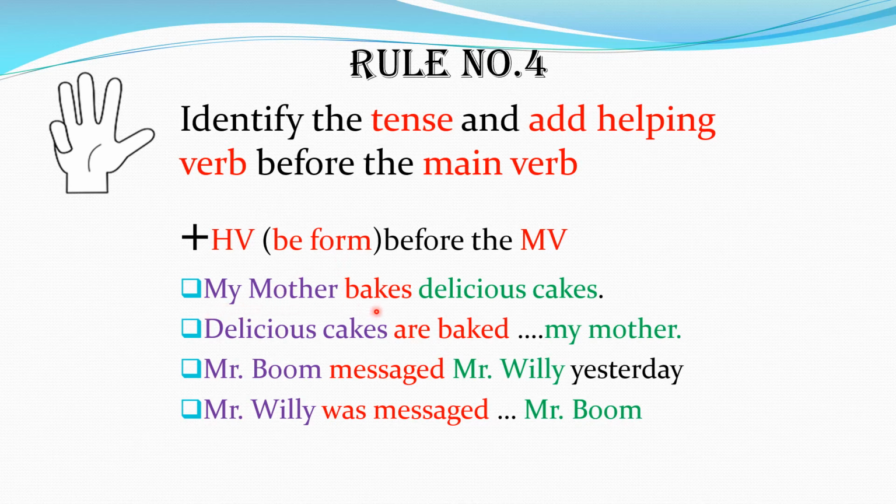My mother bakes delicious cakes. Now this sentence is in simple present tense. Therefore, we can either use is or are. Delicious cakes are baked. We have used are here because the subject is in its plural form.